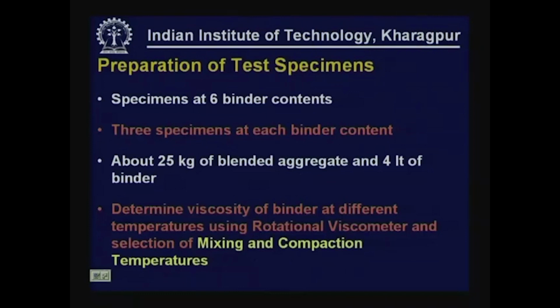Before we go about preparing these specimens, we have to determine the viscosity of binder at different temperatures using a rotational viscometer. We discussed the Brookfield viscometer in the previous lessons, and then measuring absolute viscosity using rotational viscometers. So, we have to determine the viscosity of bituminous binder at various temperatures. This exercise is necessary to select the mixing and compaction temperatures.